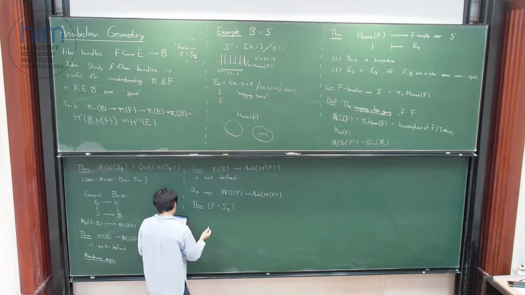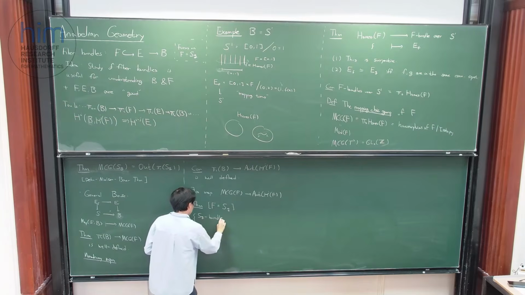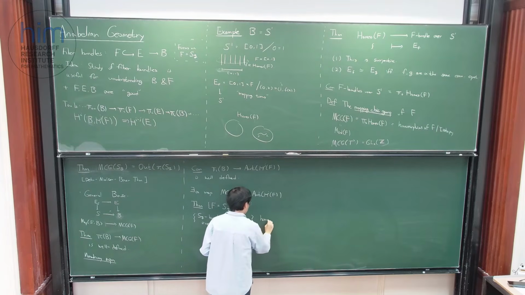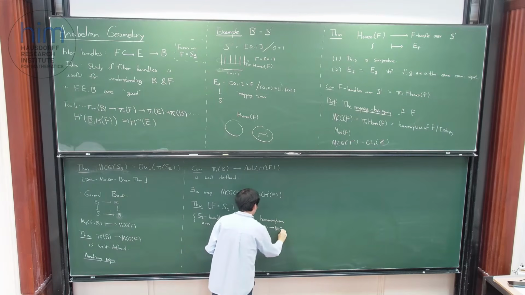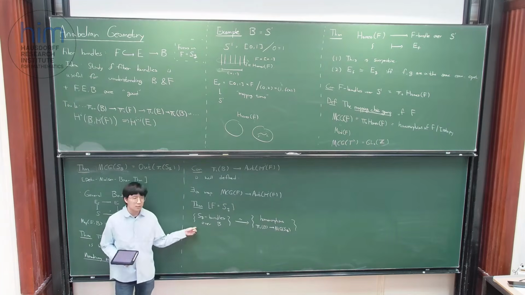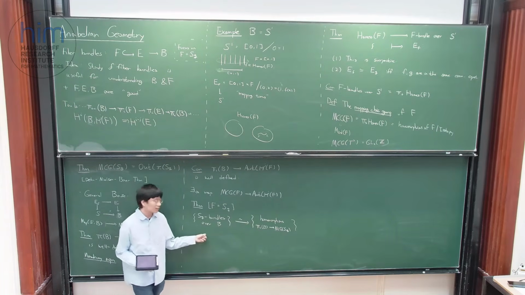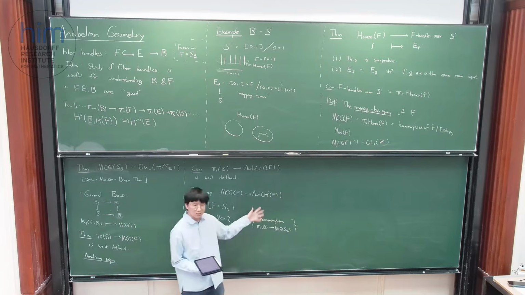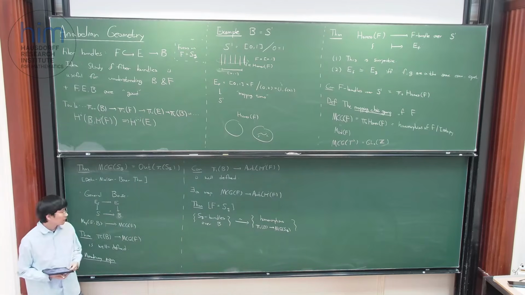In this case, there exists a one-to-one correspondence between S_g-bundles over any good base and homomorphisms from pi_1 of B to the mapping class group of S_g. So the S_g-bundle, which is a very geometric or topological object, is completely determined by a very algebraic object, which is the monodromy representation, which is quite a surprising theorem. Any questions?